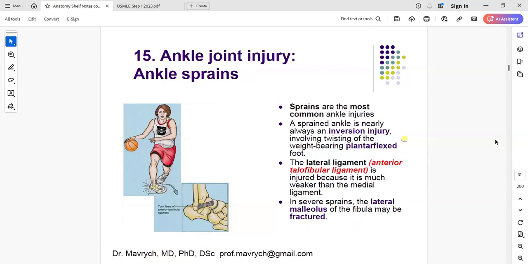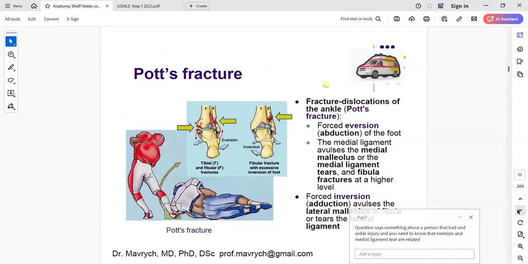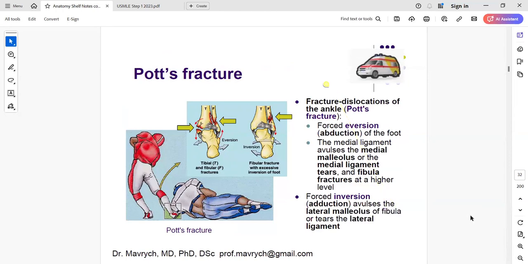Okay, ankle sprains. Not that important, but just know that the most commonly sprained ligament is the anterior talofibular ligament. That's it. The red part, that's all you have to remember. And yes, the most common ankle injuries are sprains, especially in the ankles.